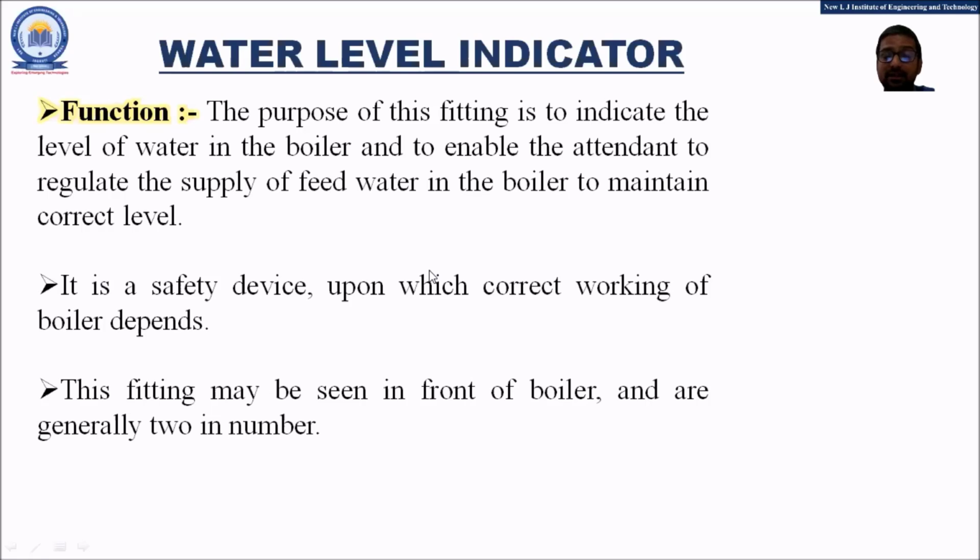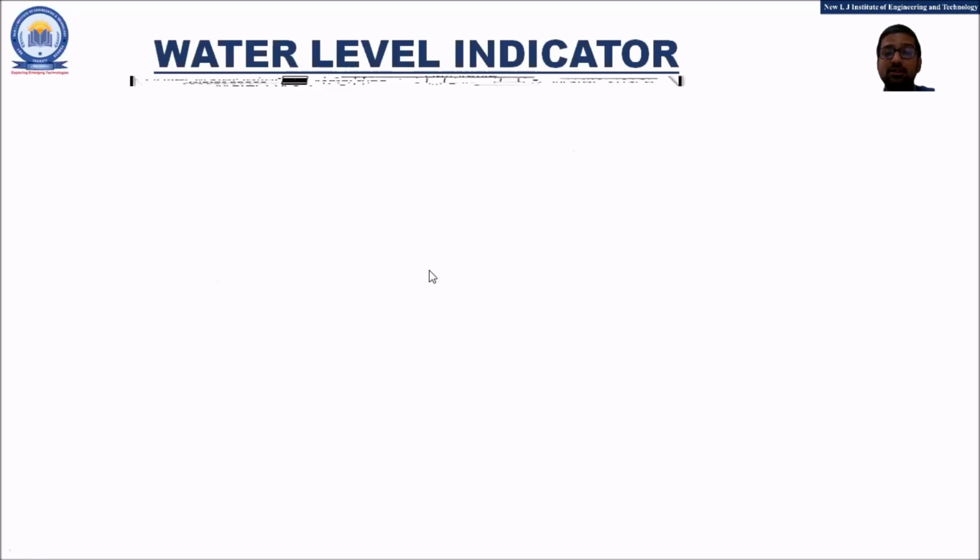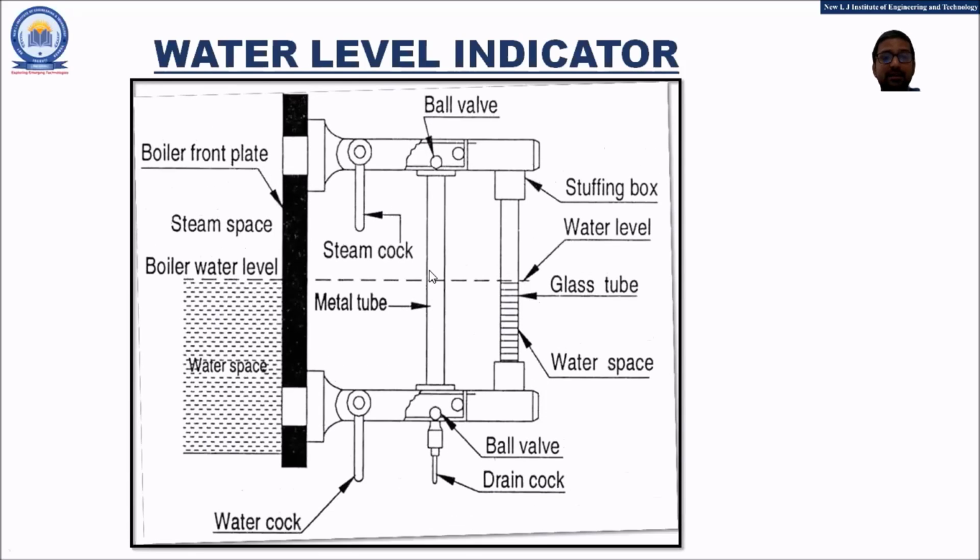And both the water level indicators will be fitted on the front side of the boiler so that the boiler attendant can easily note down the readings from the water level indicator. Let us now understand the construction and working of the water level indicator.